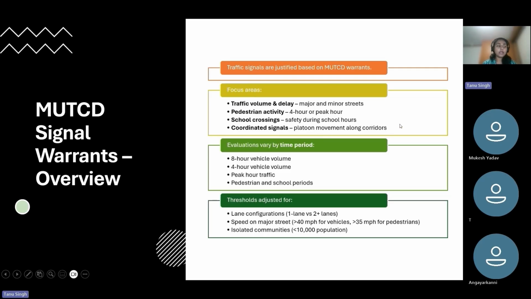So evaluation varies depending upon the time period. We also have the 8-hour vehicle volume, then 4-hour vehicle volume, then peak hour factor, and also the pedestrian and school periods.